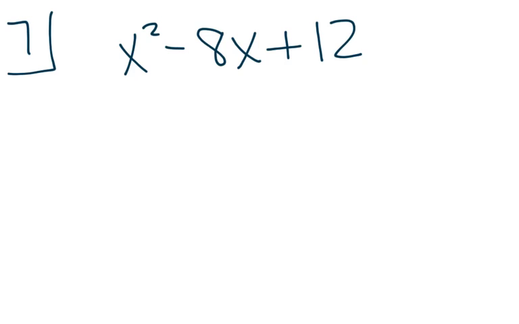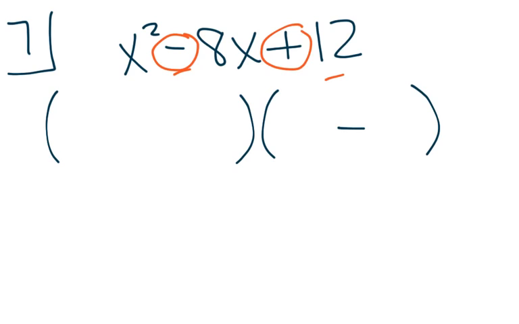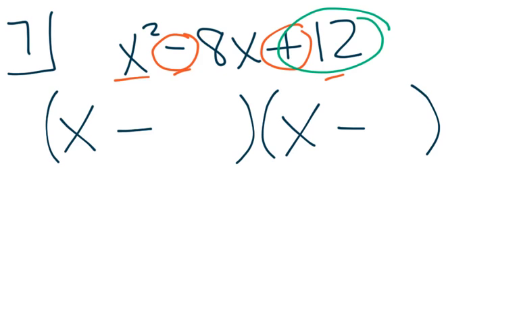For number 7, we have a minus over here and a plus over here. Since a negative times a negative equals a positive, and a negative plus a negative equals a negative, when we make our two parentheses, we're going to have two minus signs. And since this is x squared over here, our first number in each parentheses is going to be x.